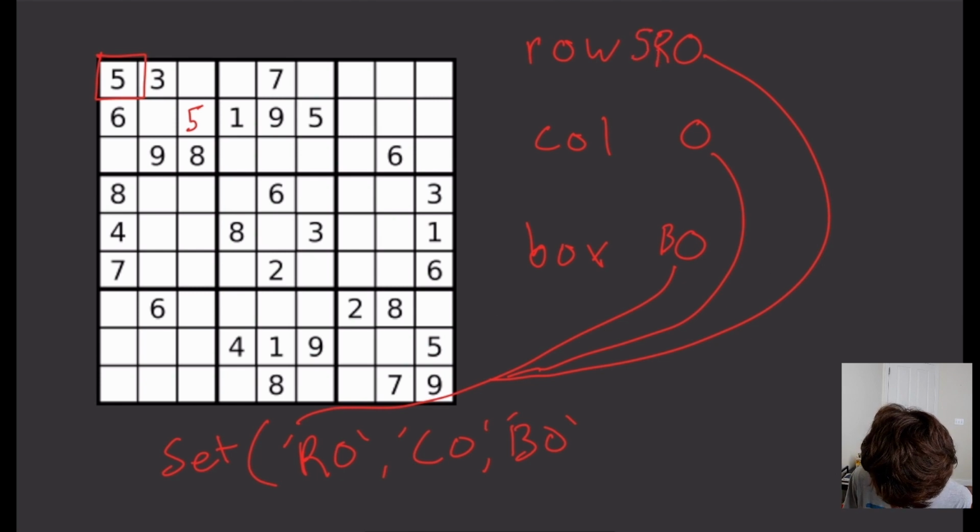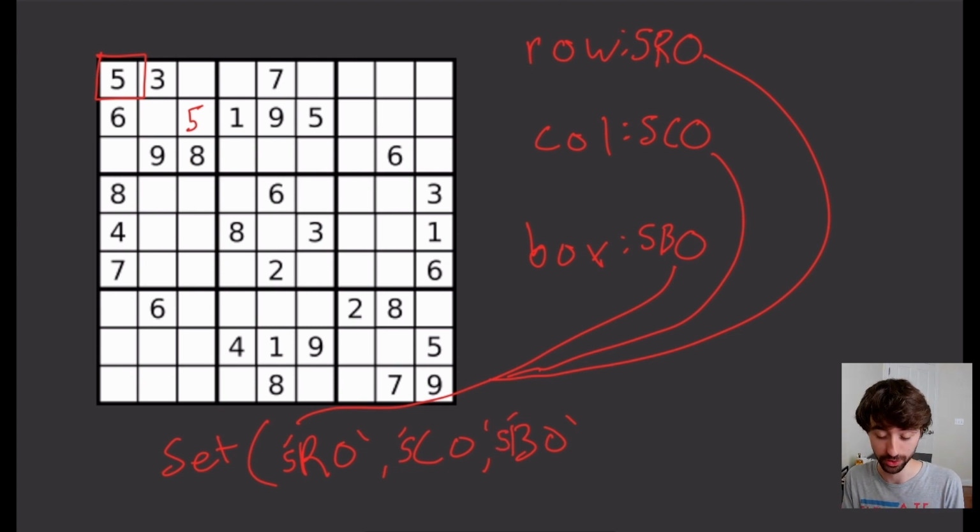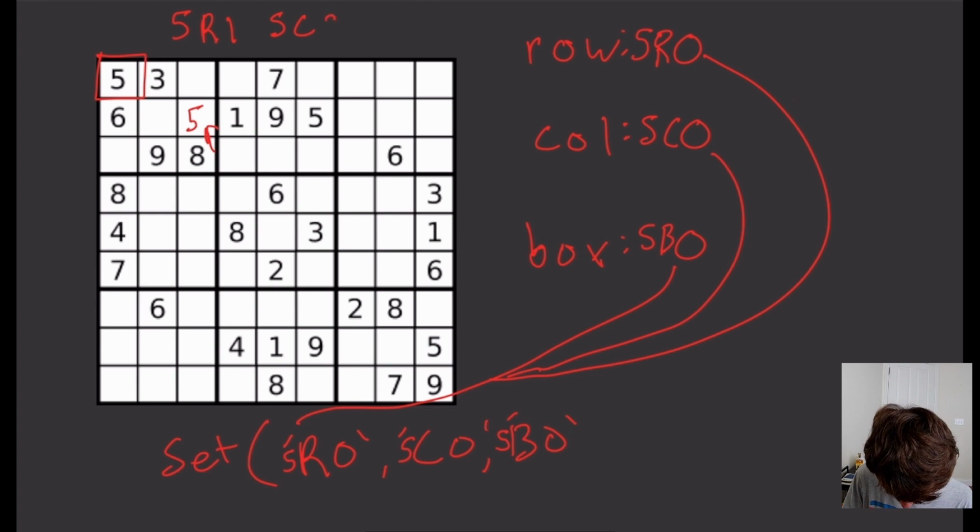So 5. There's a 5 in row 0, there is a 5 in column 0, and there is a 5 in box 0. And then down here, these would have 5s in front of them, like that. Right, that's important. So now this makes a lot more sense. If we see a 5 in the same box, the values for this are, there's a 5 in row 1, there's a 5 in column 2, so row 1, column 2, and there is a 5 in box 0.